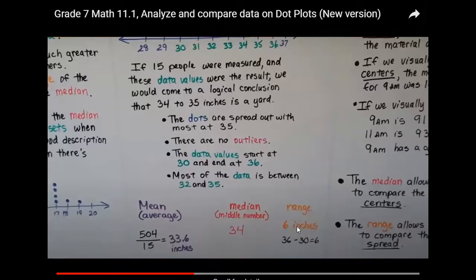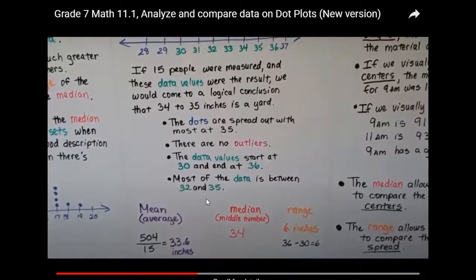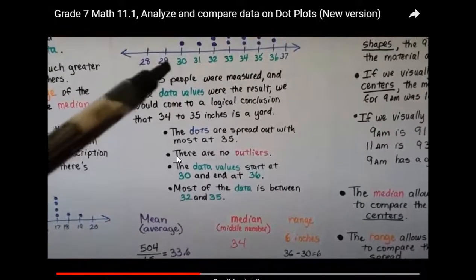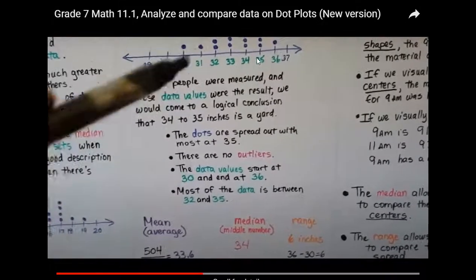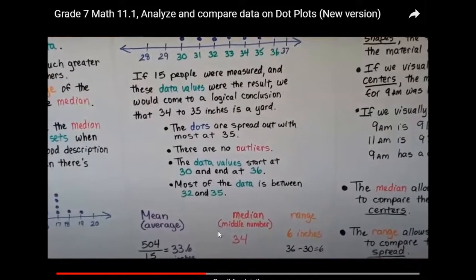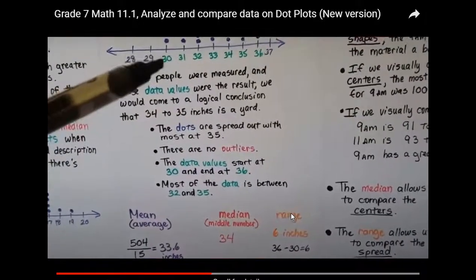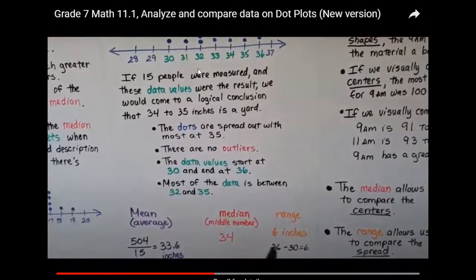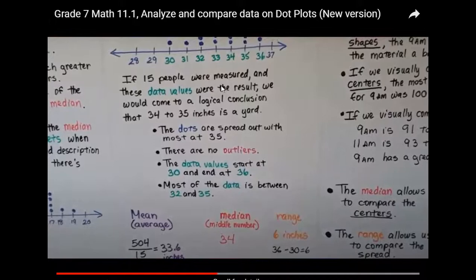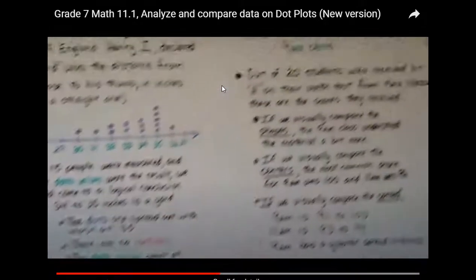After that, we want to calculate the range. The range is the difference between the least and the greatest value. The greatest value was 36. The least value was 30. Then the range will be 36 minus 30 equals 6. So by using the data in the dot plot, we can find the three main measures, which are mean, median, and range. In this set of data, we don't have an outlier. So please note that we don't have an outlier in this set of data.